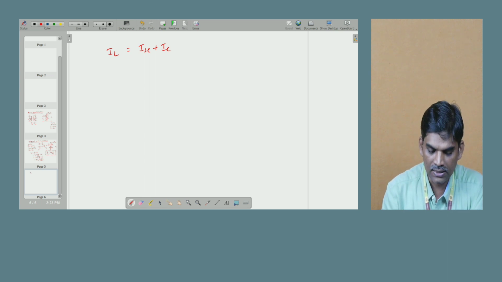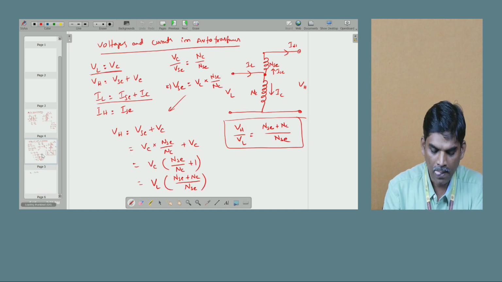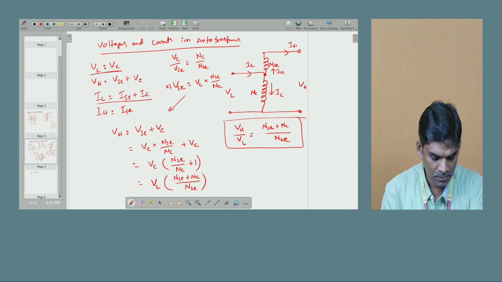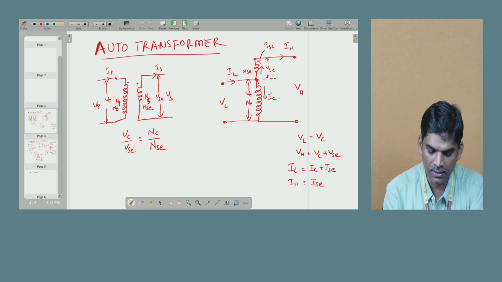So what is the relation here? ISC is equal to, you know, this MMF. IL is equal to ISC. We related that VSC by VC is equal to NC by NSC. Similarly, vice versa, the voltages VC by VSC are equal to ISC by IC.